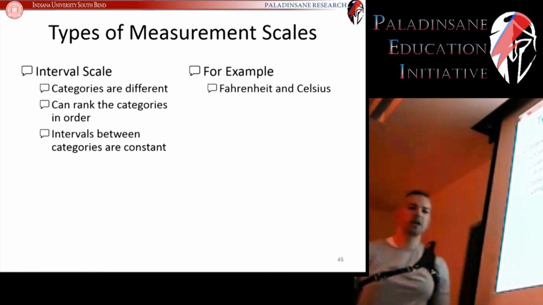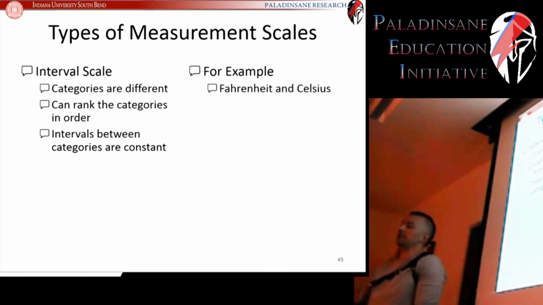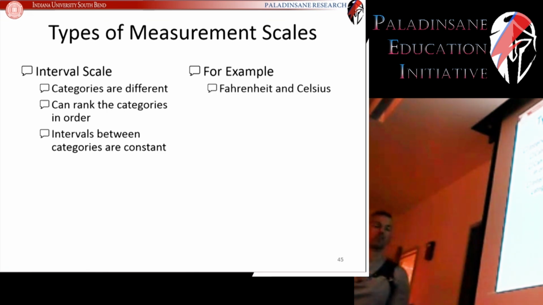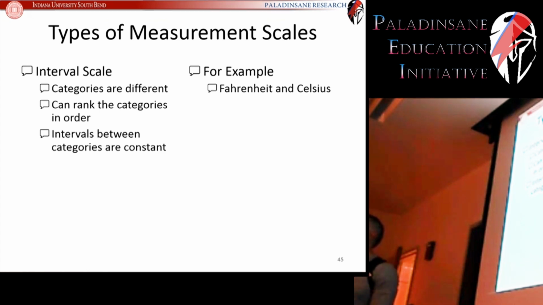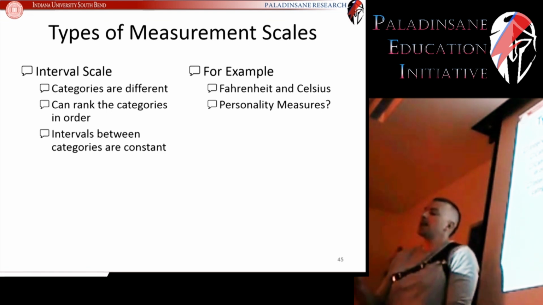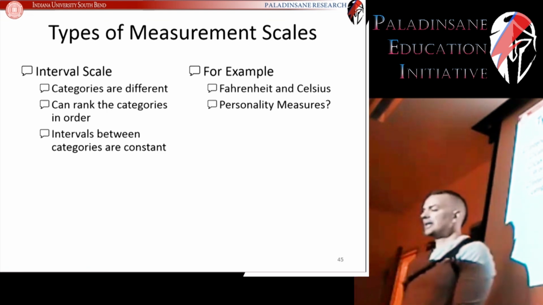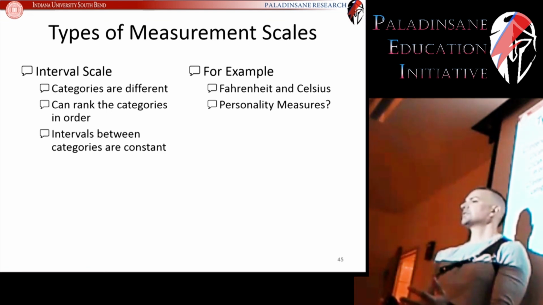Examples of interval scales. The only real clear example is Fahrenheit and Celsius. I think in all of science, that's the only one where everybody's like, that for sure is an interval scale. And that's why I got question marks here. So personality measures, they seem like interval scales.